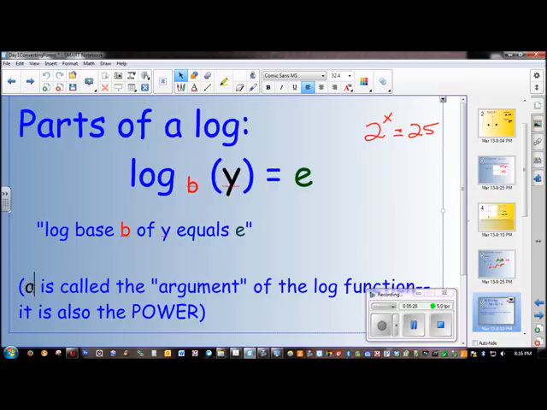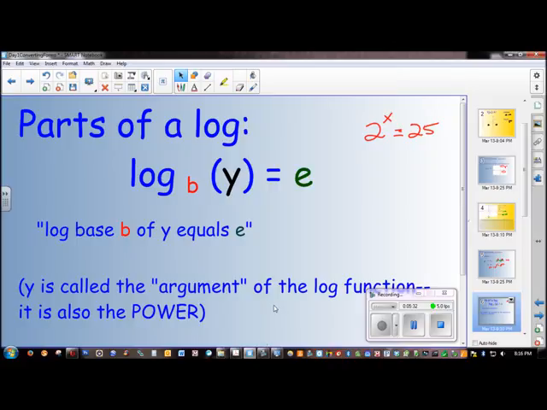That A, or that Y as I'm putting it in position, is called the argument of the log function. It's also known as the power. Remember, anytime you have a function, like when we had sine of 25 degrees, well, that's an argument of the function. It's really an input to the function. So if I'm going to be using a log function and it's base B, then Y is going to be the input to that log function. So I call that the argument of the log function. It's also called the power.